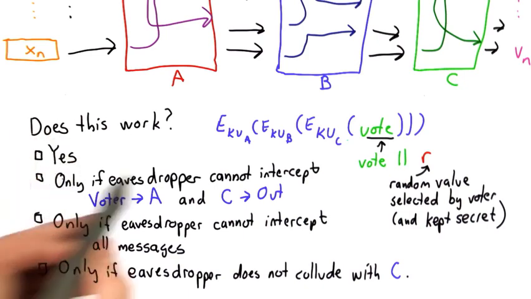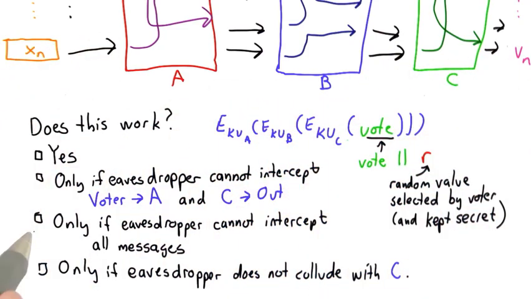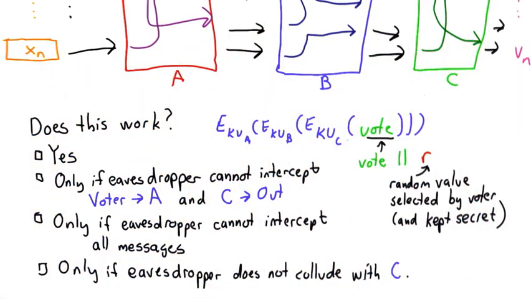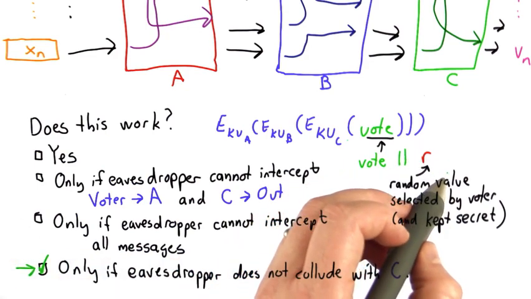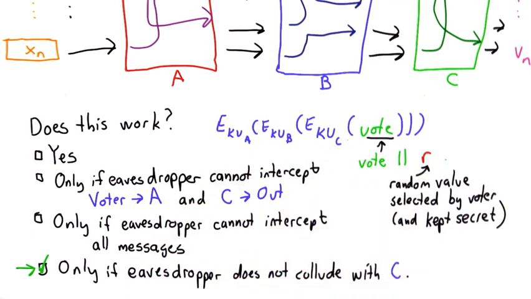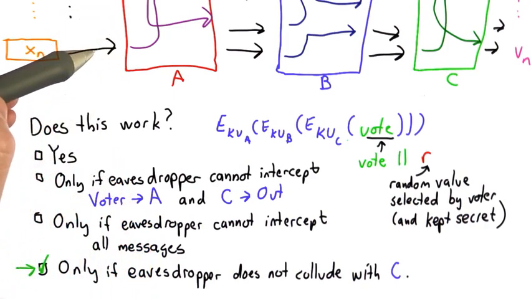So the answers are: yes. Only if the eavesdropper cannot intercept messages on both this link and this link. Only if the interceptor can't intercept all the messages along the whole chain. And only if the eavesdropper doesn't collude with C. The answer is the fourth choice, that this works at least against the attack that was described, as long as the random value is kept secret. If C decrypts the message, well, C has the private key here, so C will learn the random value and can use that in collaboration with the eavesdropper who heard these messages now to figure out which voter voted for which candidate. So this is a weak system.